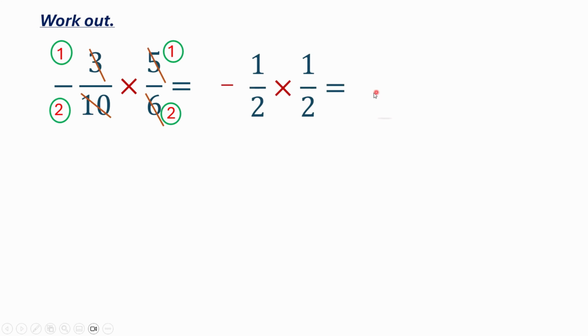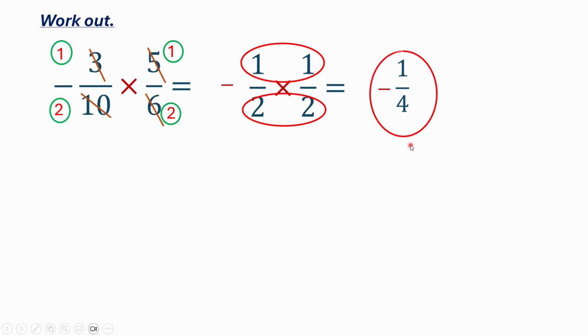Don't forget, I will add the negative sign before multiplying, and then I will multiply the two numerators. 1 times 1 equals 1, and 2 times 2 equals 4. So the answer is 1/4. And check if it is in the simplest form, it means my answer is totally correct, and it is in the simplest form. I cannot simplify it more. So my answer is -1/4.